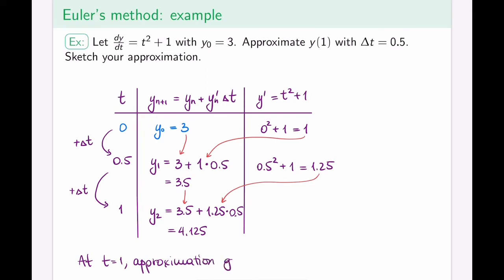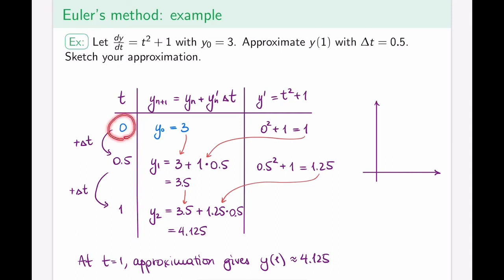Approximation gives that y of 1 is approximately 4.125. Now the problem also asks to sketch the approximation, and the sketch would normally help us at least get some idea of whether this is an approximation that is an underestimate or an overestimate. Now this will not always be actually accurate, but it is an educated guess. So let's sketch what we have computed.